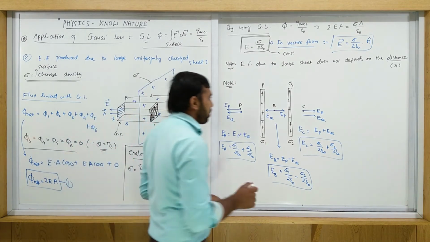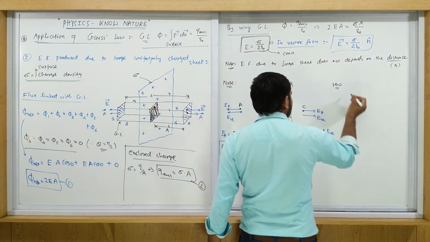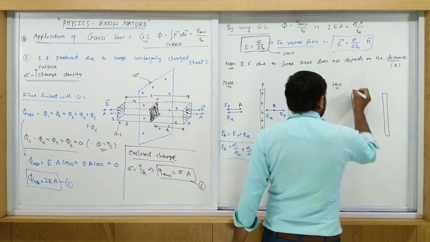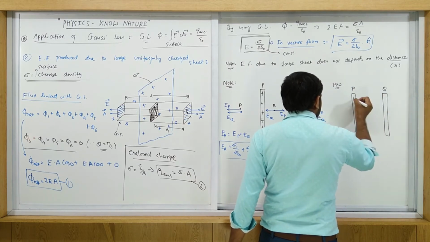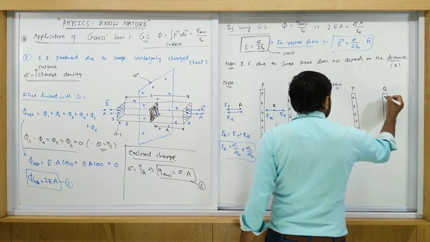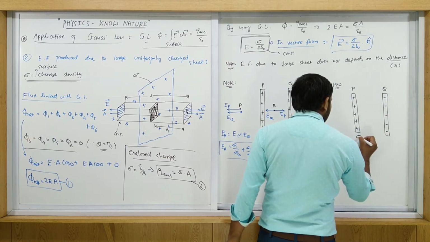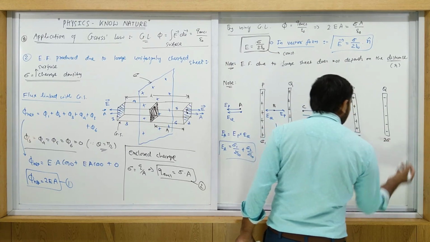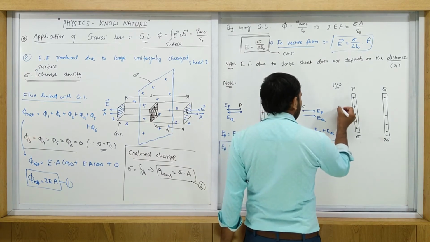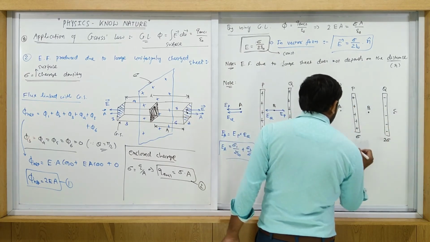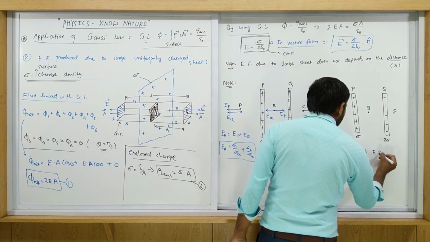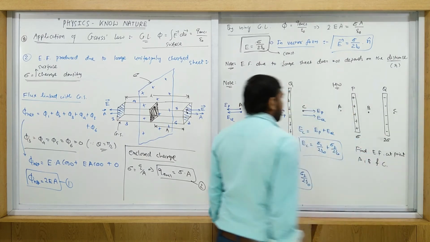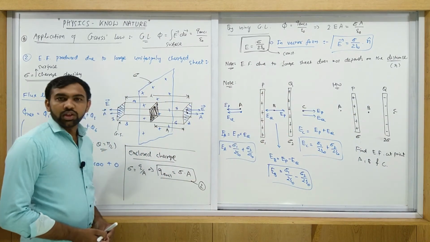And you try to solve one problem by yourself in homework. So write down this other problem statement. Suppose here two sheets P and Q are present. The first one is positively charged, the second one is negatively charged. Here the charge density is sigma, and here the charge density is 2 sigma. Find the electric field at points A, B and C. So that second question is in homework.